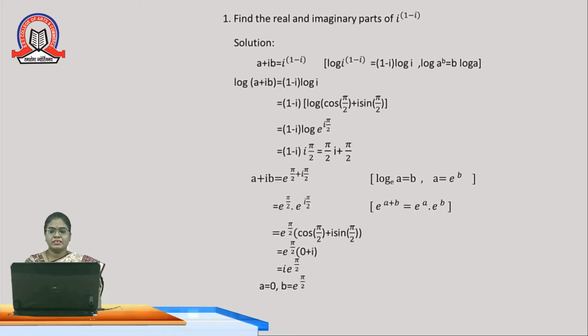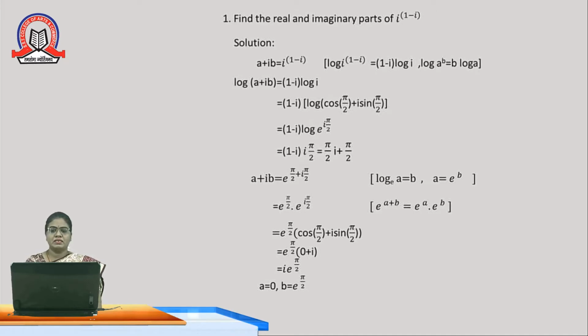Find the real and imaginary parts of i power 1 minus i. When we want to use the logarithm, any problem having values with a power, we use it to remove the power and find the value. Here i power 1 minus i is that, so we are using the logarithm here, taking this as the complex number.